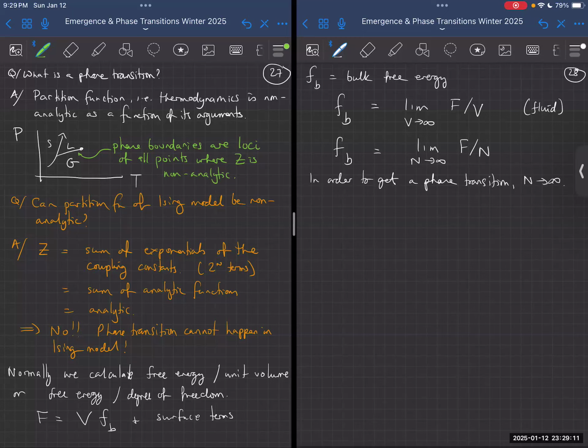So in order to get a phase transition, n goes to infinity, because the sum of an infinite number of analytic functions can be non-analytic. So we will talk about this concept as the thermodynamic limit.